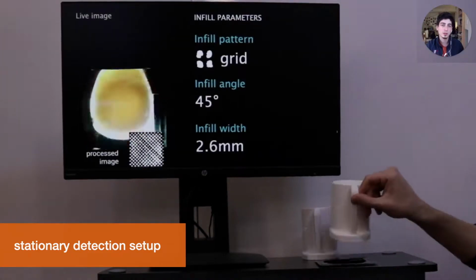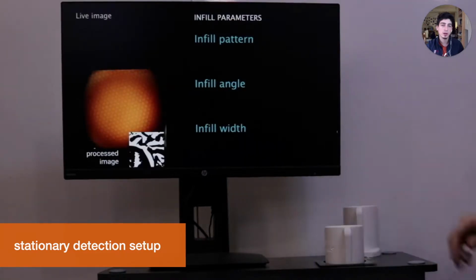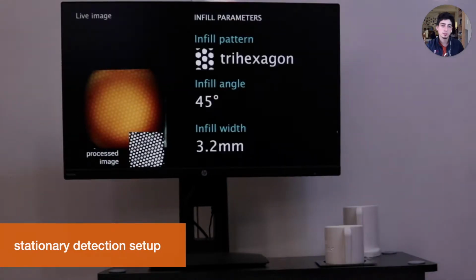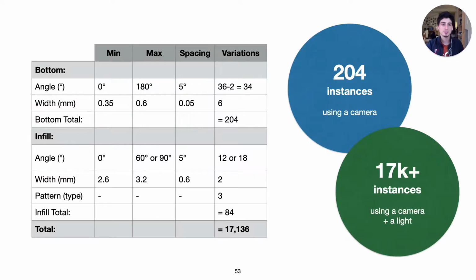As you see, we can distinguish between different instances of the same 3D model that otherwise look similar. Now, one important question we need to answer is, how many instances can we distinguish between using this technique? Before I dive into the details, here I would like to show the final results briefly. We can have 204 instances using a camera, and more than 17,000 instances if we use both a camera and a light.